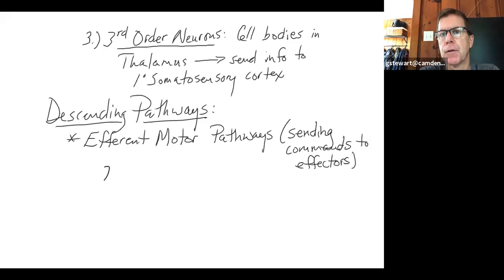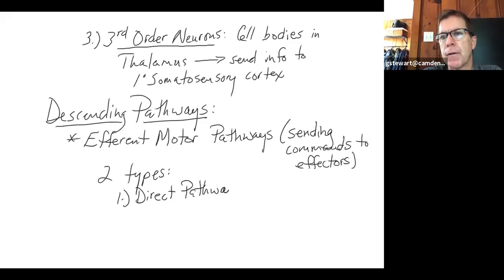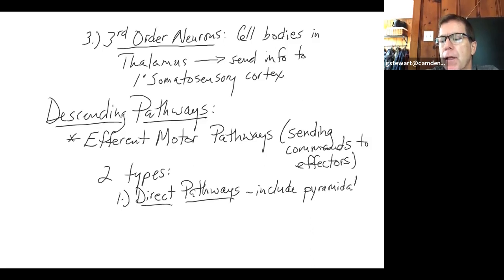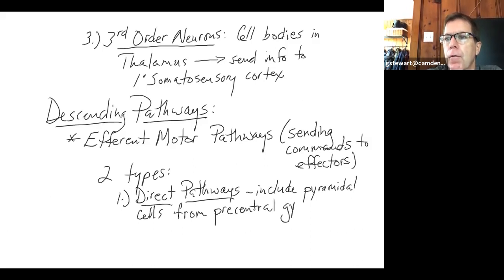There's basically two types. They used to have different names. I learned these as different names, but now they're called direct pathways and indirect pathways. Direct pathways just means they include pyramidal cells, specifically from the precentral gyri. Don't get all hung up in the language. The concept is this: it includes neurons coming directly from precentral gyri in the brain. So they originate in the cortex of the brain.